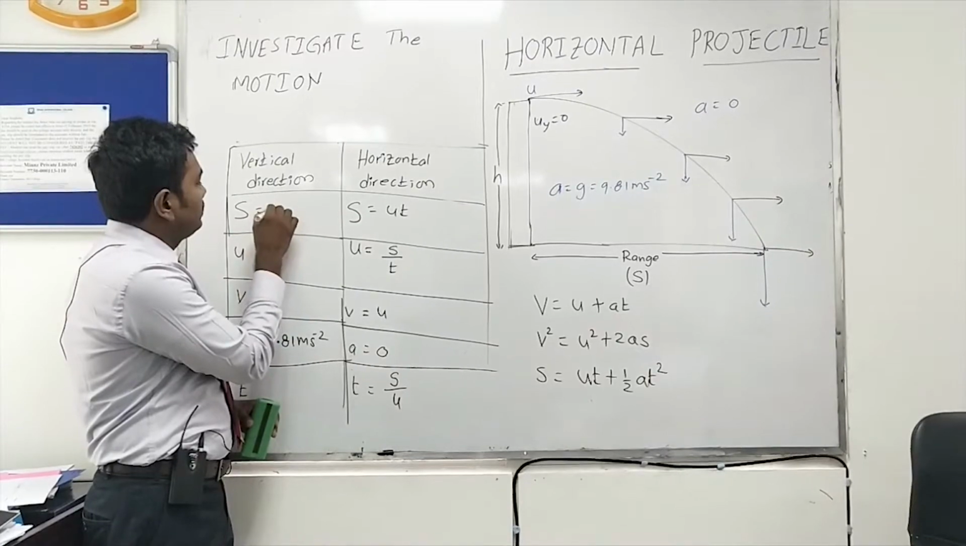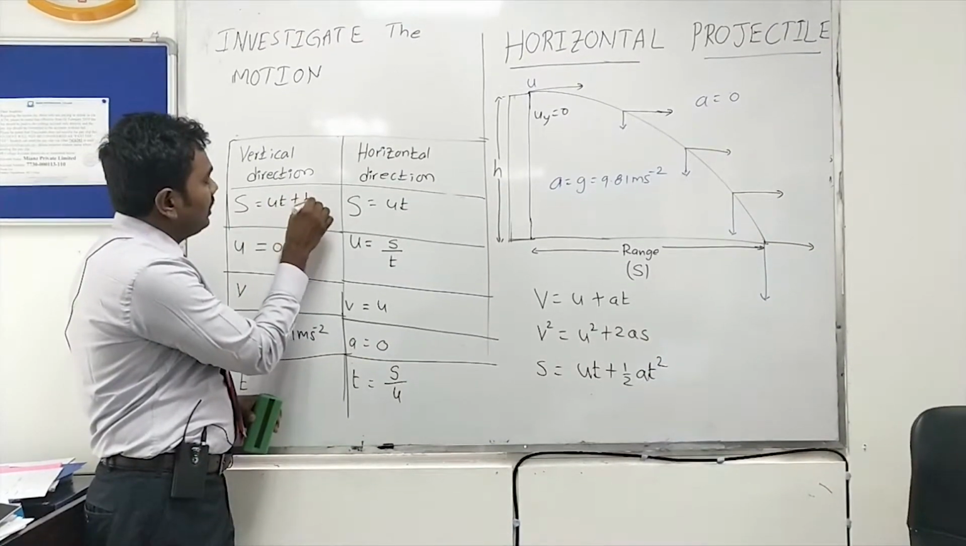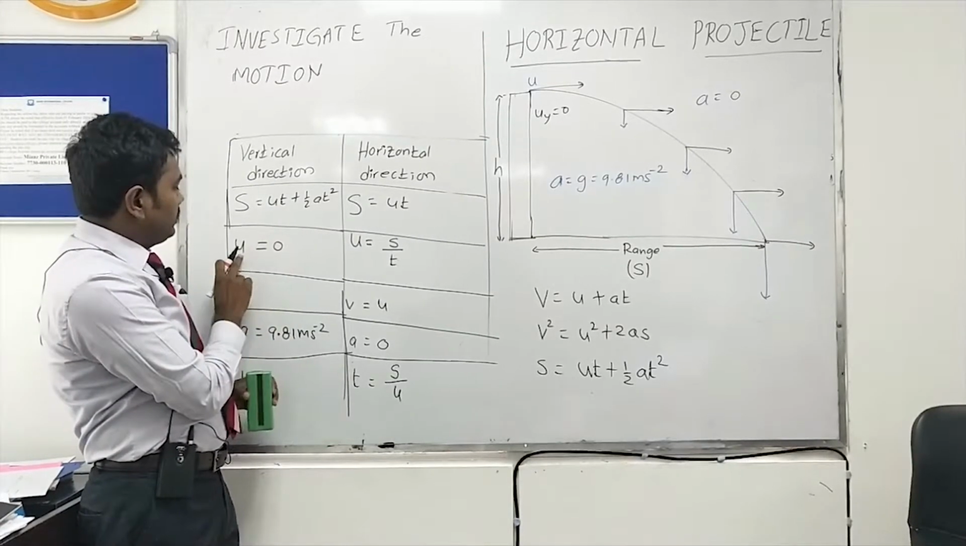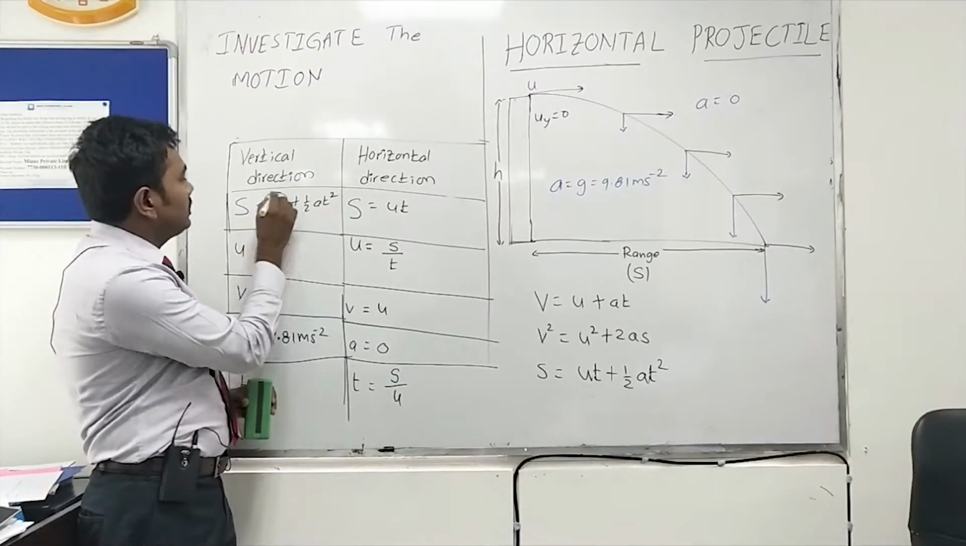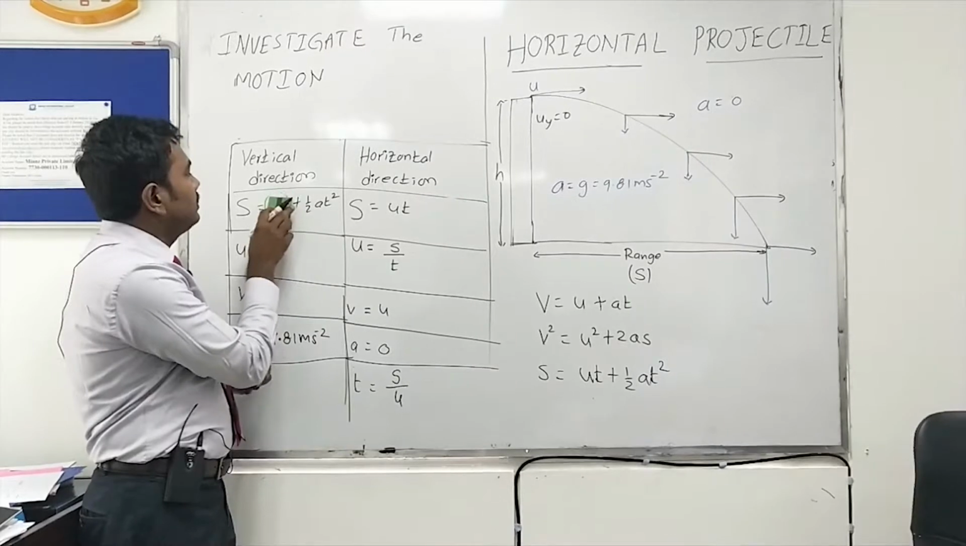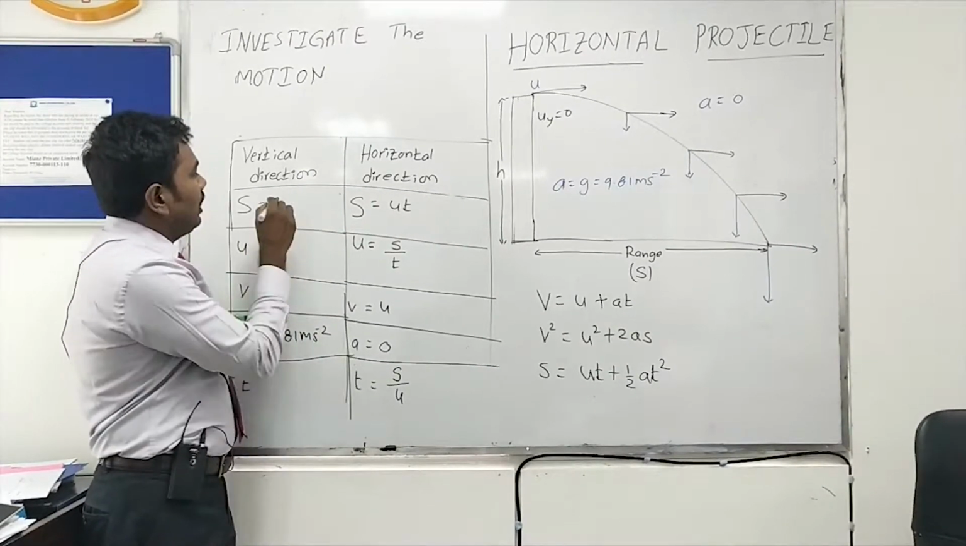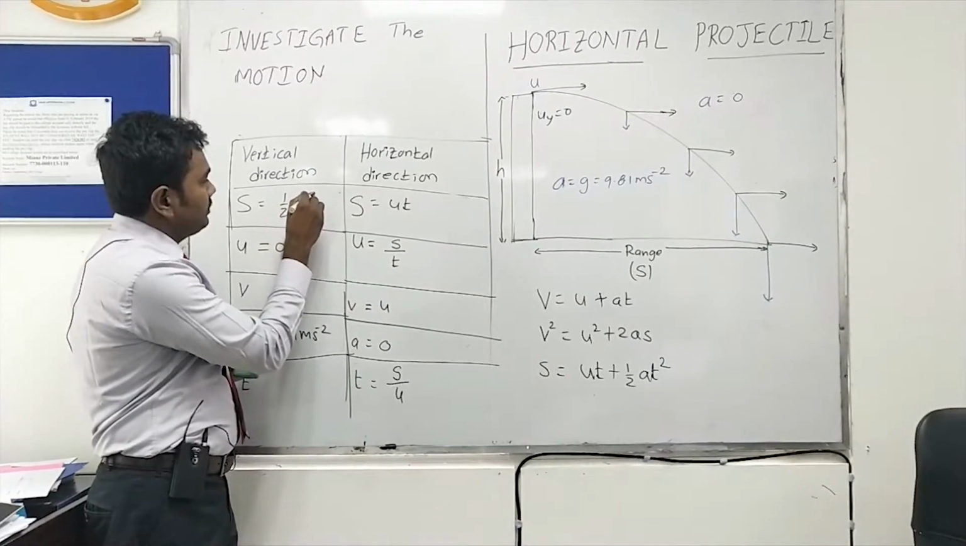S equals ut plus half at squared. In this equation, the u is becoming 0, so this whole term is becoming 0. So now my equation will be s equals half at squared.